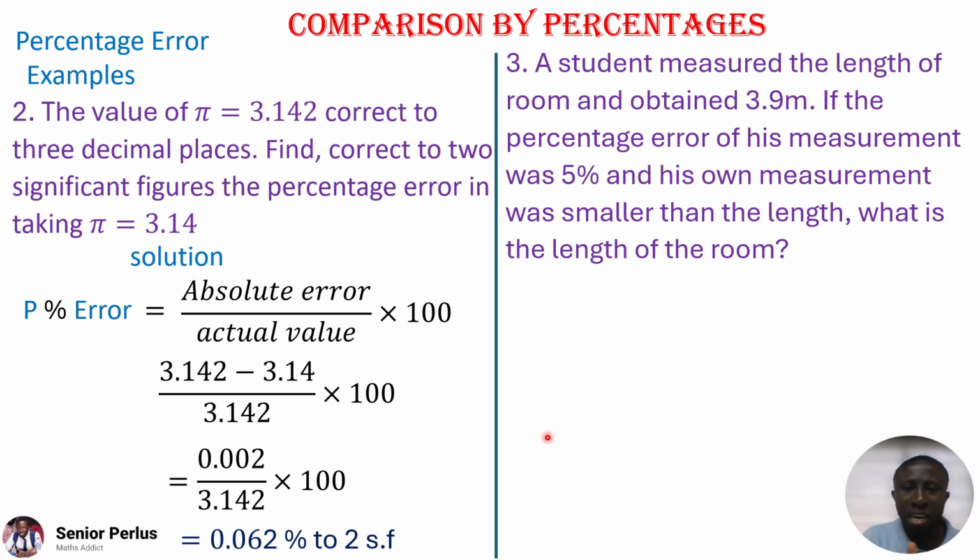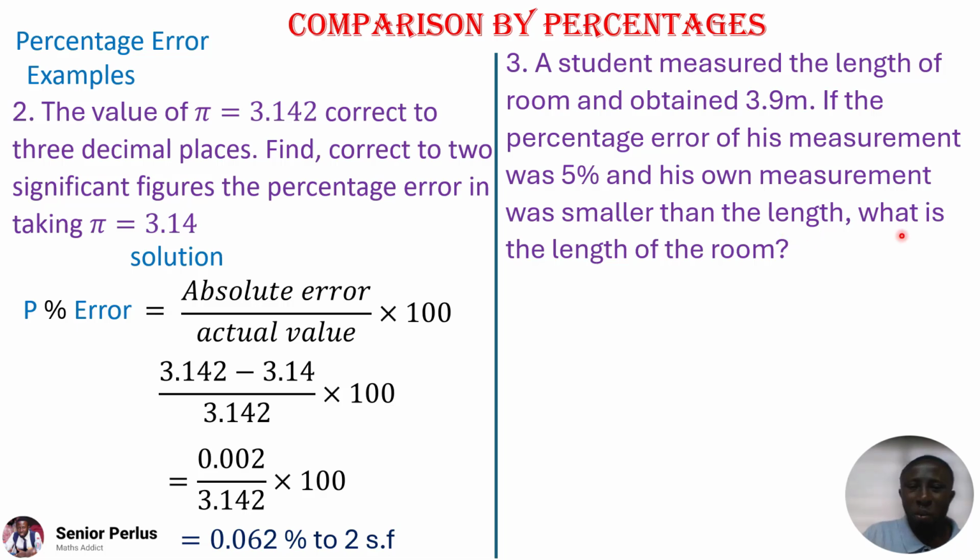If the percentage error of his measurement was 5%, so here we are given the percentage error. And his own measurement was smaller than the length. So which means that we don't know the length. What was the length of the room? So they said his own measurement. So his own measurement was what? 3.9. So his own measurement was smaller than the length, meaning that the length of the room is bigger than what?